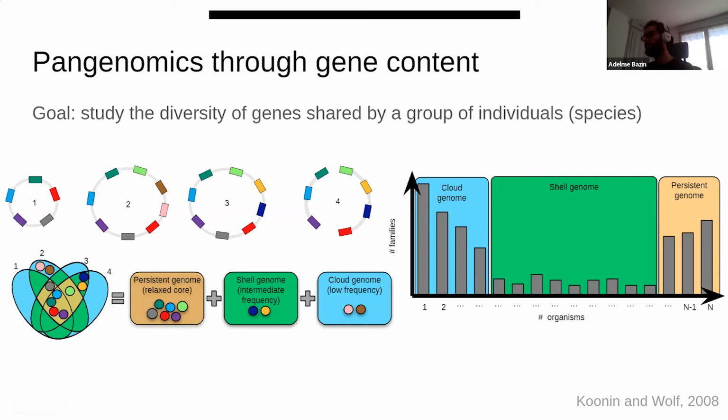The shell genome will include genes at intermediate frequencies. So in this example, it will be present in 2 genomes, for example. And the cloud genome, which will include rare genes.